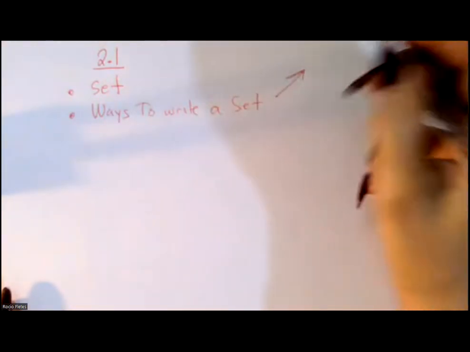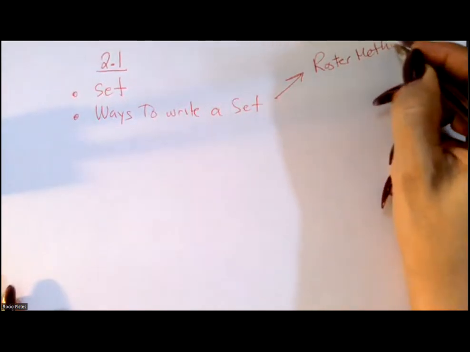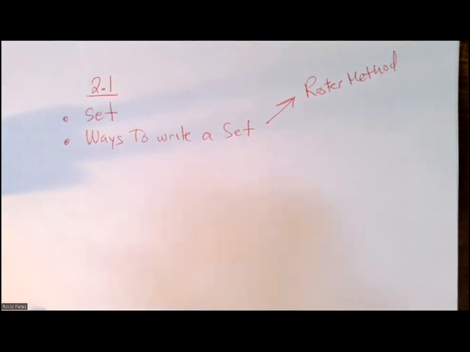Remember, we talked about the roster method. This is listing every element in the set. And when the set is way too large, we just list the first 3 elements with commas, and then 3 dots, and then a comma, and the last 2 elements. And we use set notation, the braces around the elements, okay?